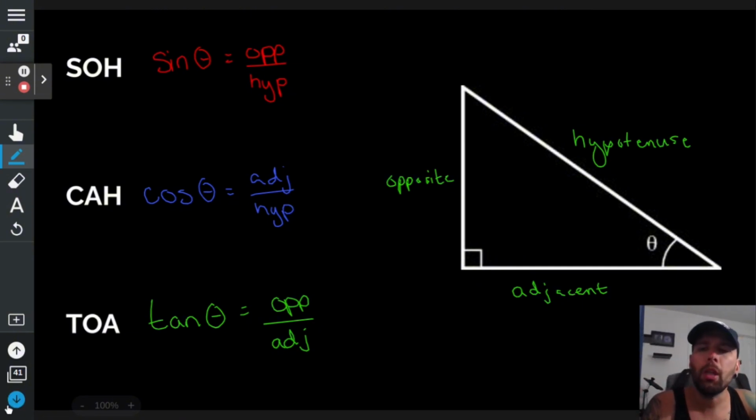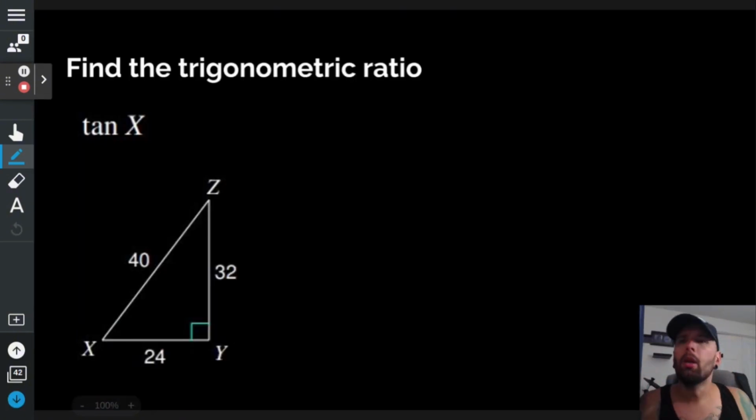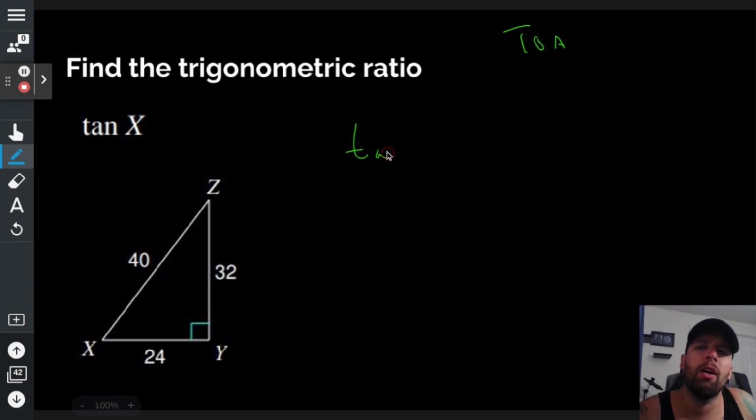Okay, so find the trigonometric ratio. We're starting out simple, starting out friendly. It's asking me to find the tangent of x, not even find it, just find the trigonometric ratio. So I'm thinking, oh, tangent, SOH CAH TOA. The tangent of x is going to be TOA, the opposite side over the adjacent side. Let's go to our right triangle.